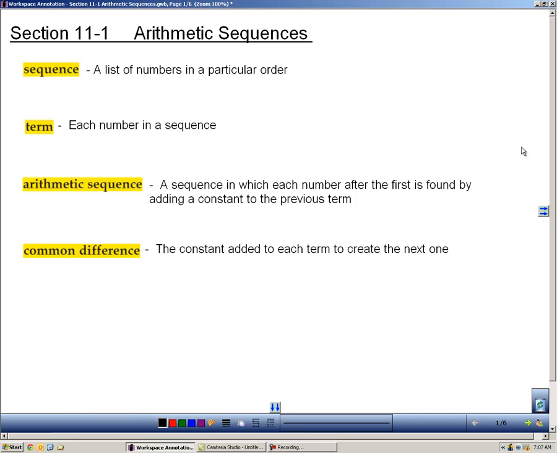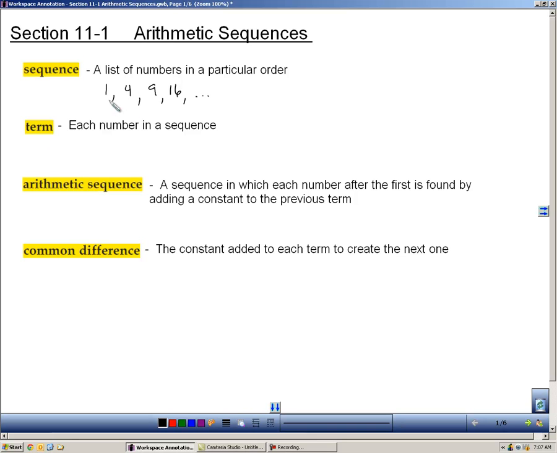Section 11.1 is about arithmetic sequences. A sequence is a list of numbers in a particular order. You can have any kind of pattern for those numbers. For example, if I were to list the perfect squares, that's a sequence because there's a particular order to them. These are each number squared, 1 squared, 2 squared, 3 squared, and so on.